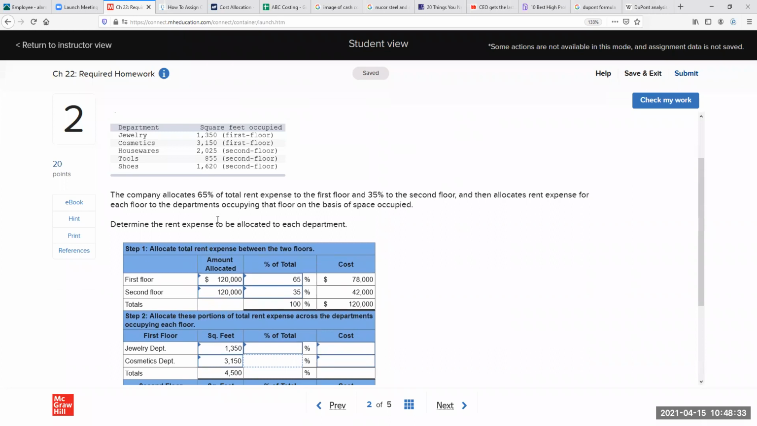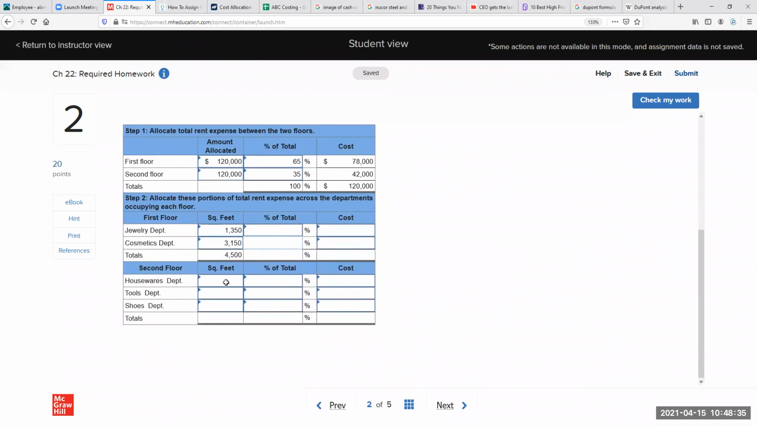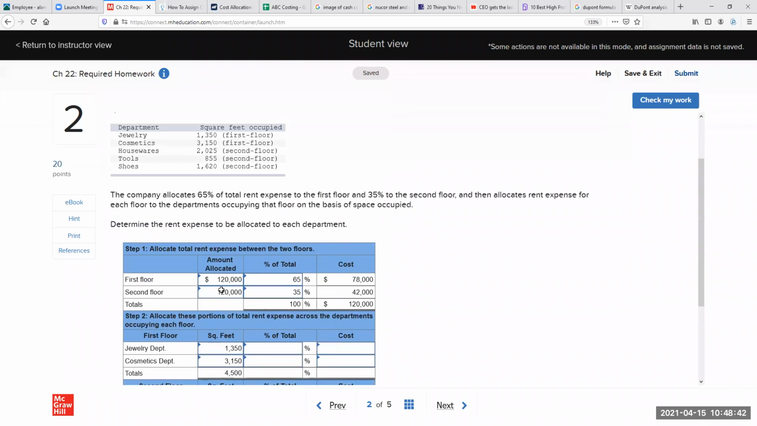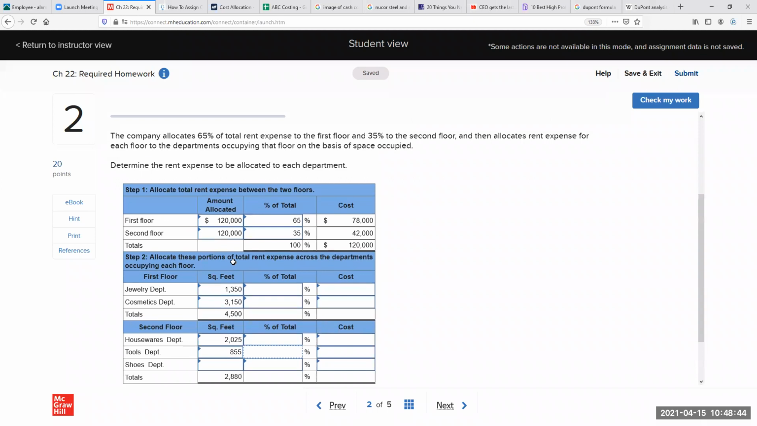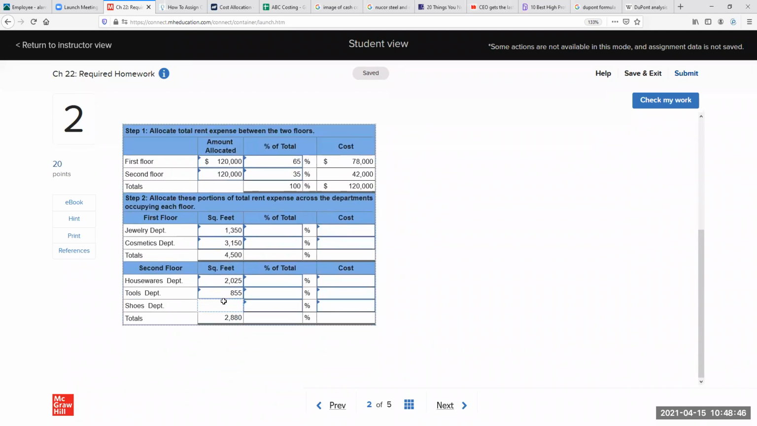And then how about these others? 2025, 855. Was that the right? 2025, 855, and then 1620. Now, what percentage of the total?